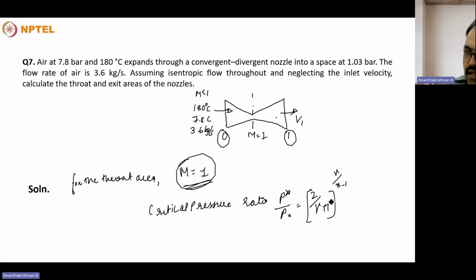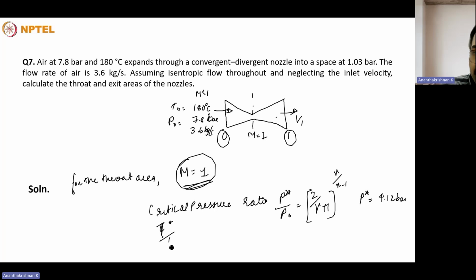So from this one, we'll get the value of P star. That is the choke point pressure. P star, with gamma equal to 1.4 and P0 equal to 7.8 bar, will be equal to 4.12 bar. That is the critical pressure, and similarly, we can find the temperature.